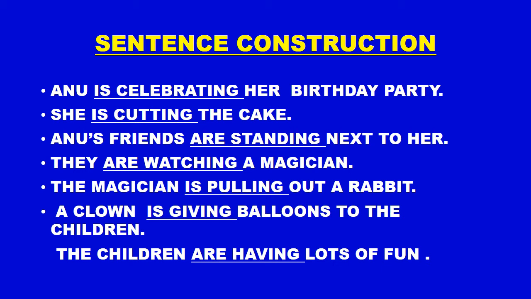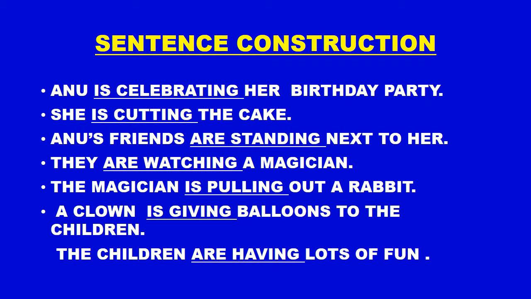Is it clear to everybody? So now we'll look at all the sentences that we've seen. Anu is celebrating her birthday party. She is cutting the cake. Anu's friends are standing next to her. They are watching a magician. The magician is pulling out a rabbit. A clown is giving balloons to the children. The children are having lots of fun.